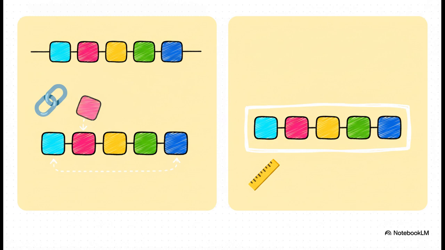For the string ABCDE, AC is a perfect subsequence. We just got rid of B and D. But something like BCD is a substring, because those letters are all neighbors, all clumped together in the original. The LCS algorithm doesn't care if the letters are neighbors, it only cares that they appear in the same order.